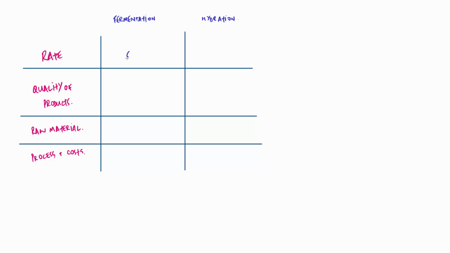Okay, rate. I'm going to blitz through this. Slow, fast, impure, pure. So these would need to be distilled really. I will say need to be processed further. Distilled, yeah, distillation probably quite a good one. Raw material, sugars. Process and costs. This is a batch process.